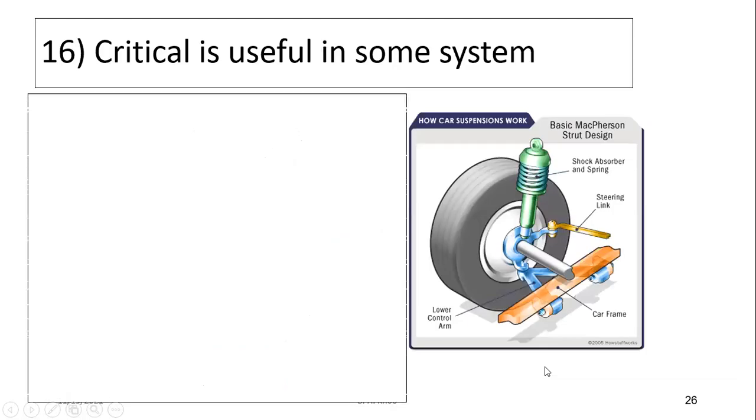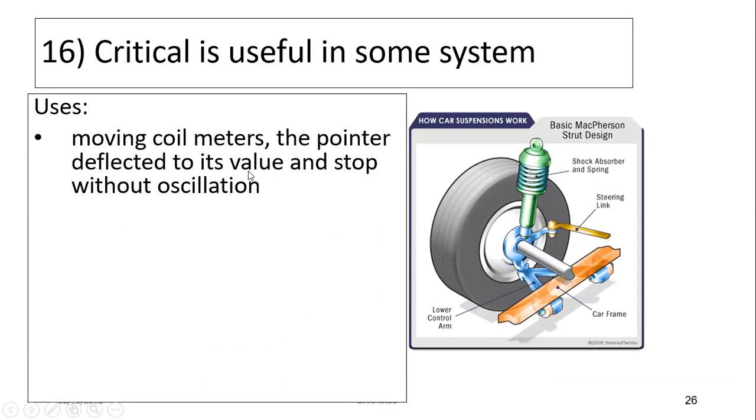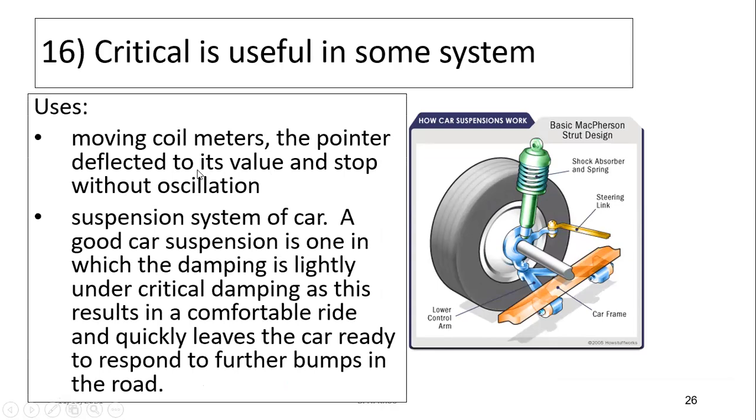So critical damping is useful. It is used in the moving coil meter. We want the pointer to swing to the reading you want to read, oscillate a bit and then stop. We don't want it to oscillate to and fro because it takes too long for it to stop, and then there's no use. So we critically damp it.